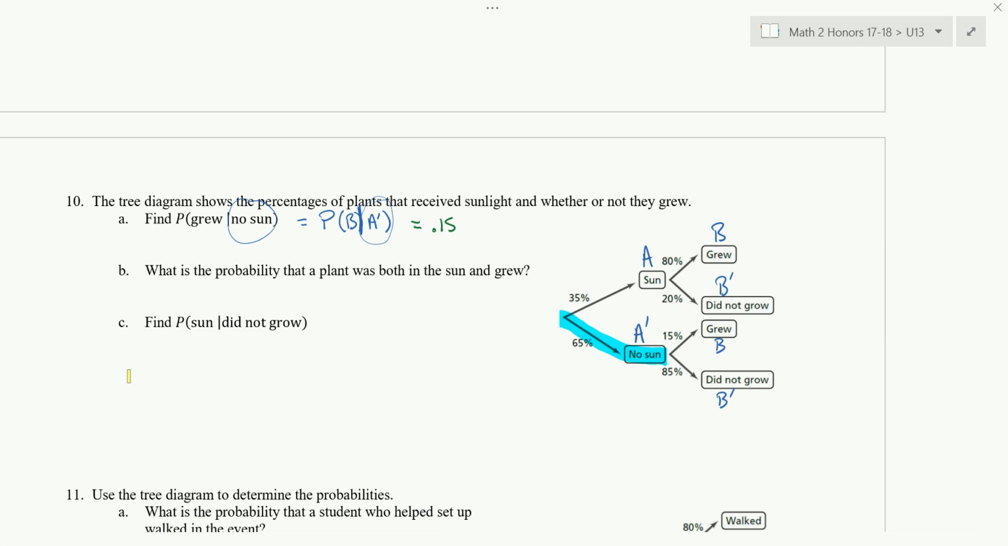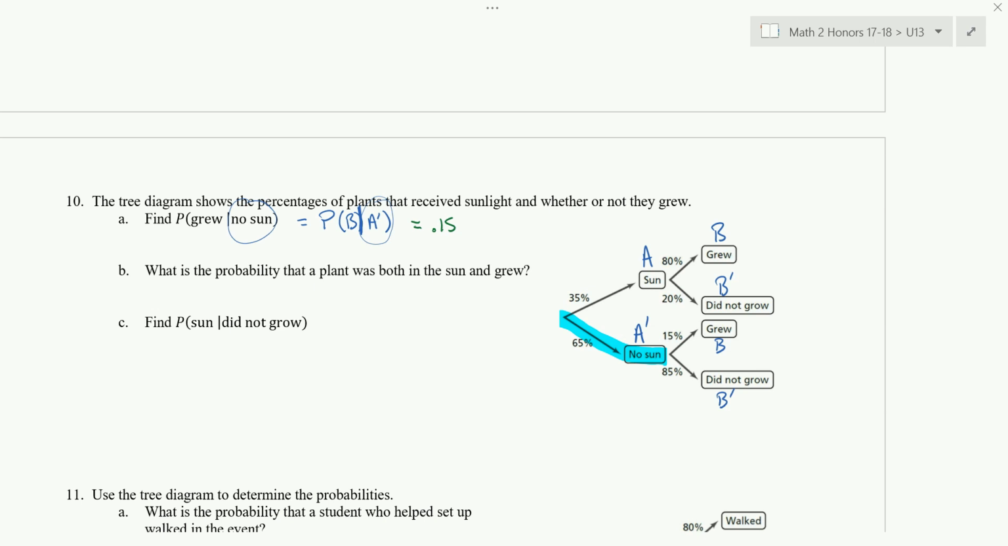Well, it already tells you there's no sun. So that's what the given is. So you've already traveled far. You already know there's no sun. So it's not asking could it happen, could it not? Because you already know it did not happen. There was no sun, but we don't know if it grew or not.